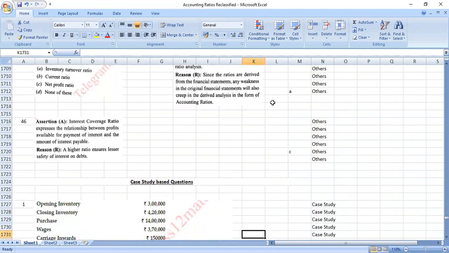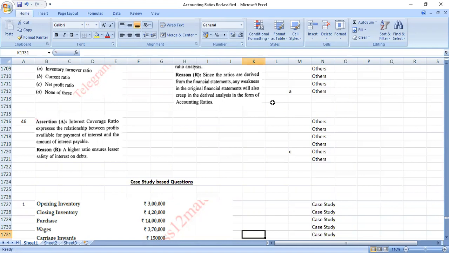46, interest coverage ratio expresses the relationship between profits available for payment of interest and the amount of interest payable. It is profit before interest and tax divided by interest on long-term debt. So assertion is correct. Higher ratio ensures lesser safety: no, the reason is wrong. Higher ratio ensures higher safety for debtors, because more profits available to cover interest is better. So reason is wrong, assertion is correct. That will be the choice for you.